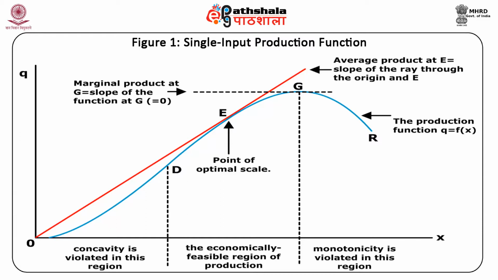In the region OD, concavity is violated, and in the region GR, monotonicity is violated. DG is the only segment of the curve where all the major properties are fulfilled. Therefore, the segment between D and G is referred to as the economically feasible region for production. Within this segment, point E is referred to as the point of optimal scale, as this is the point where the average product is maximized. In case of the single input production function, average product at a point is the slope of the line that passes through the origin and the particular point.